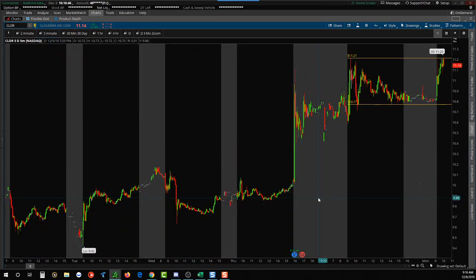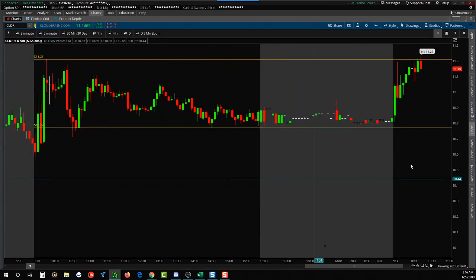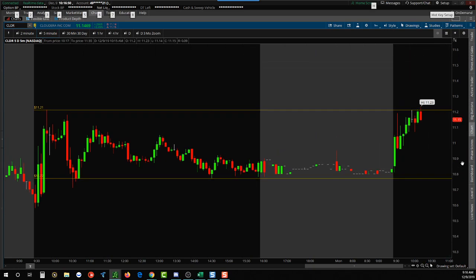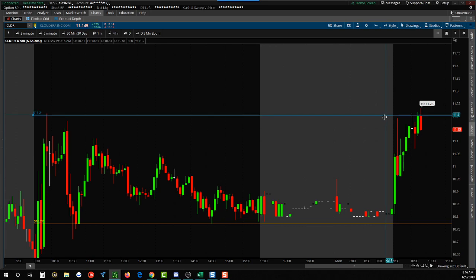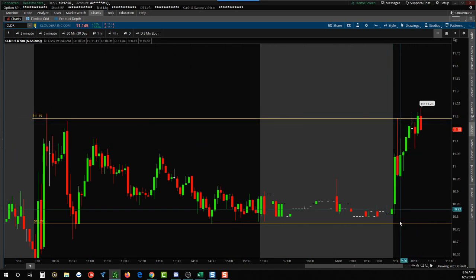Cloudera Incorporated: multiple days of market compression, stair-stepping action this morning, nice and clean. And if we steal this line from Friday and use it for today's price action, here's our open range, and there is the rejection of the open range breakout.